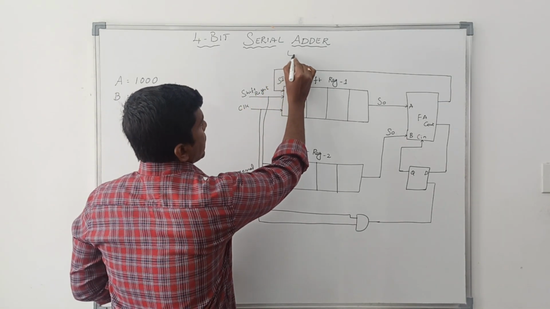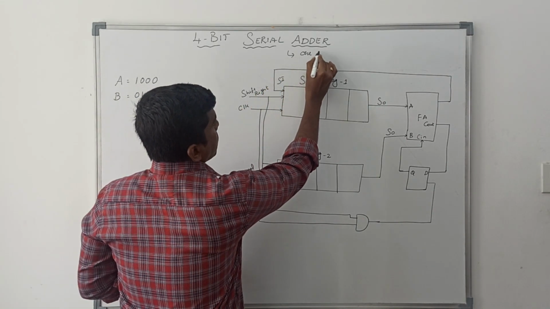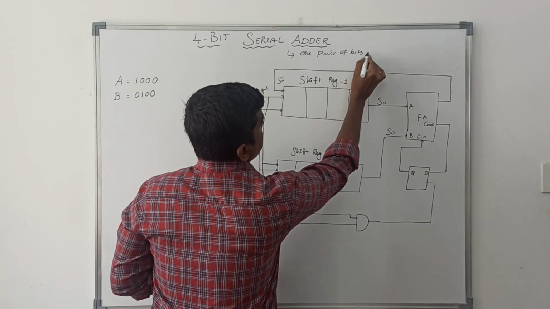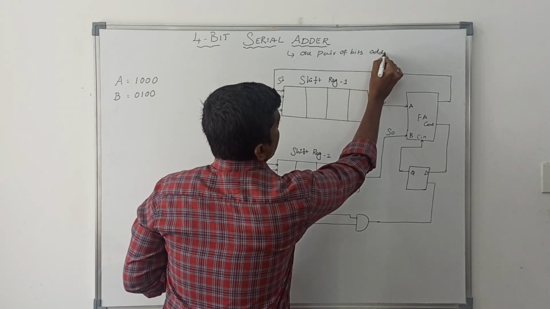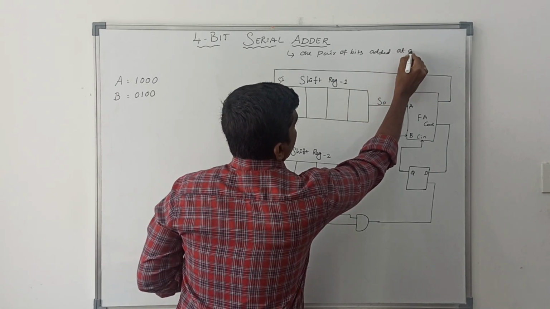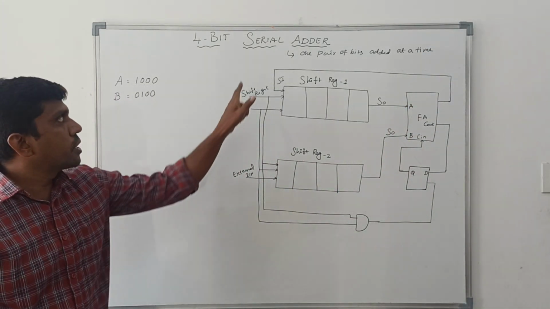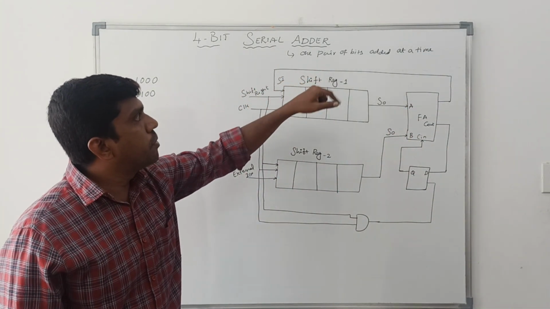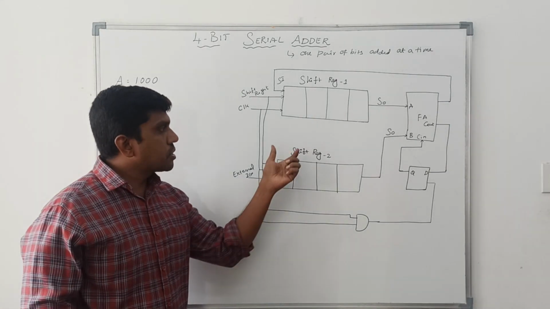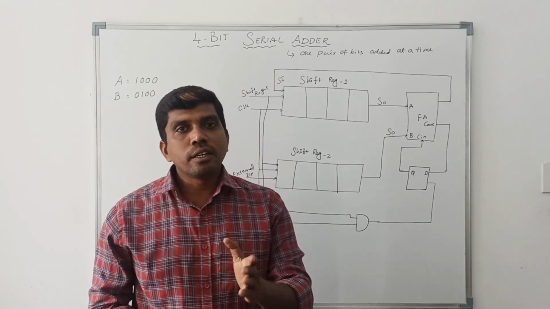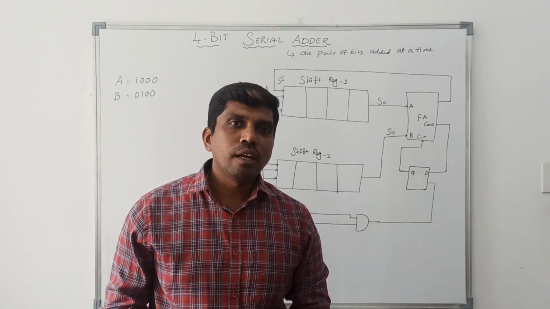Serial adder means one pair of bits is added at a time, so it's called a serial adder. This is a simple block diagram of a serial adder. It consists of shift registers, a D flip-flop, a full adder and one AND gate.